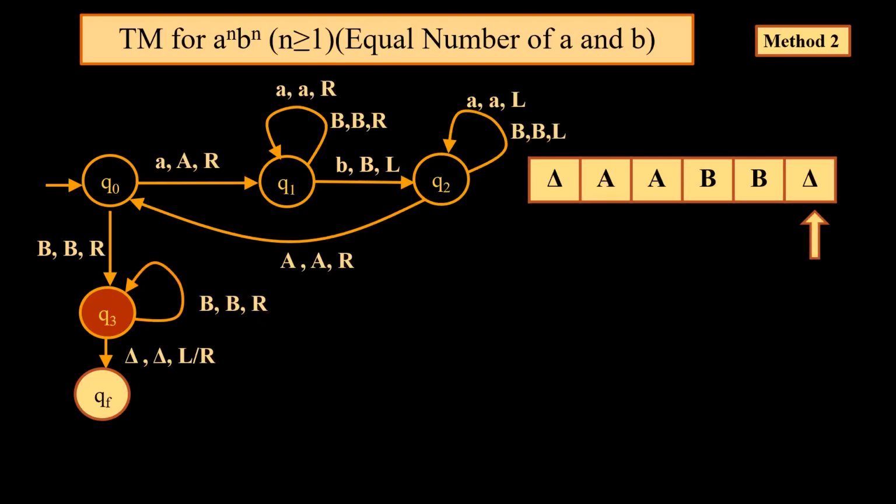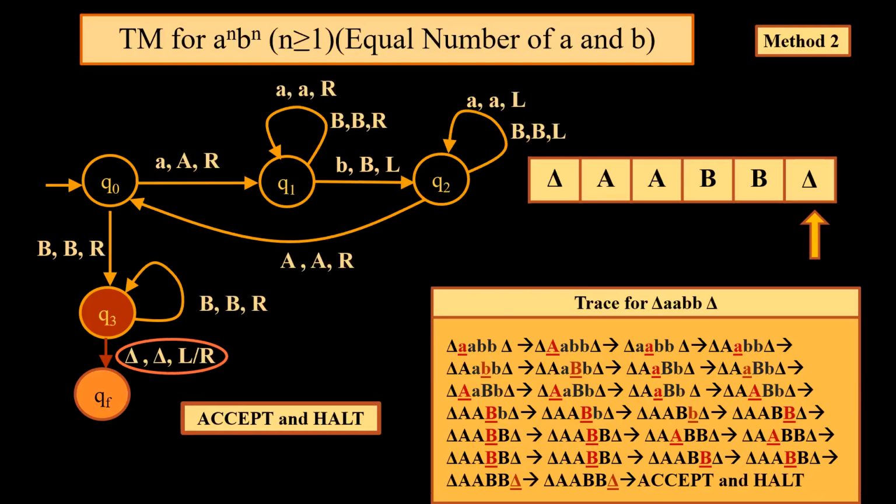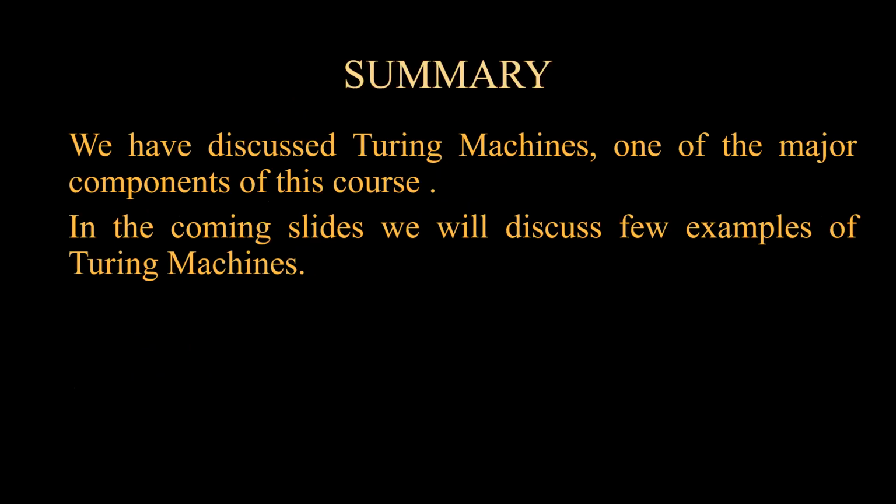So when we move towards right and we get a delta, that means we have reached the end marker and there is no small a or small b left out. So this is a machine which is actually giving the right output corresponding to a and b, and that is number of a is equal to number of b. So we reach the accept and halt state. So this is the final trace for this machine, double A, double B.